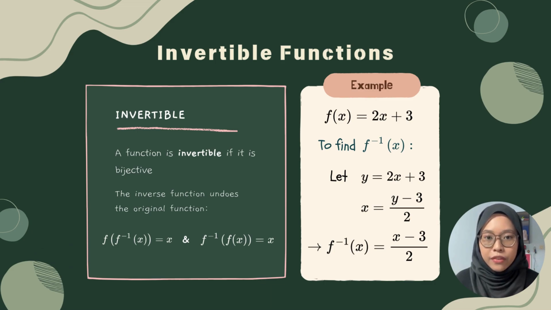If we apply f inverse to the output of f(x), we get back the original input. That means f inverse of f(x) equal to x and f of f inverse (x) equal to x. So, you get the same output.